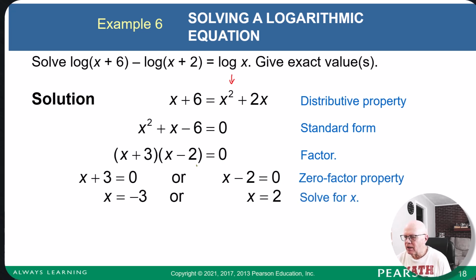Now remember, you always should check to make sure that the numbers you get, which look perfectly fine, actually work. The trouble is, if I put this -3 in here, what do I have? I have the log of -1. Can't do that. No logs of negative numbers, or 0 for that matter. It has to be positive. This number has to be positive, not the x. The x plus 2 and the x plus 6 must be positive.